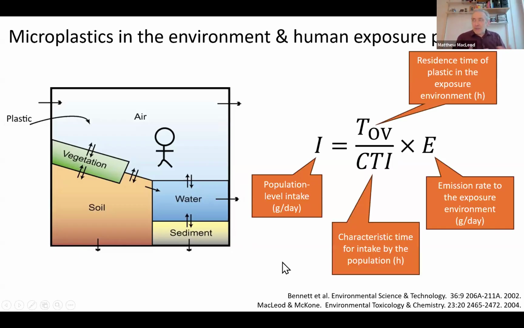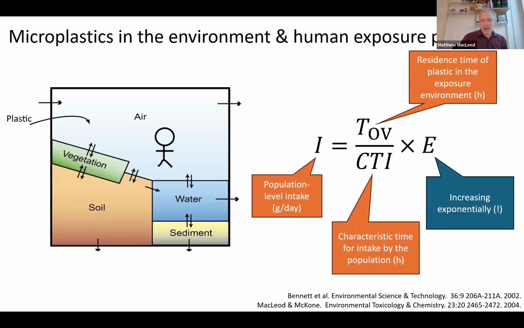But that process of removal is in constant competition with the plastic finding its way to a member of the population and causing exposure or causing intake. And that other denominator there is what we call the characteristic time for intake. And built into this denominator is all this stuff about exposure pathways and how efficiently the plastic moves through the environment to us. So I want to just take a step back and think about what we know about plastic.